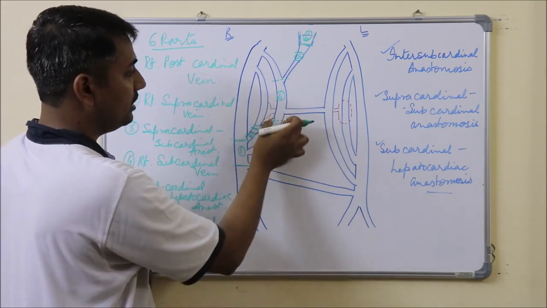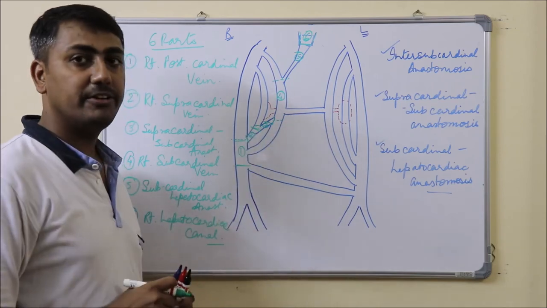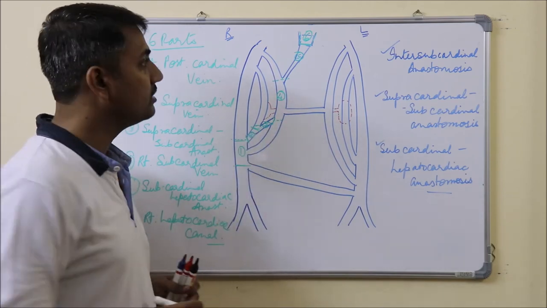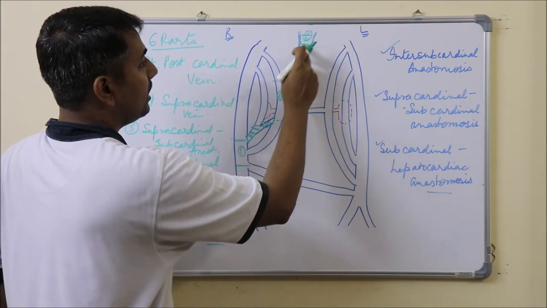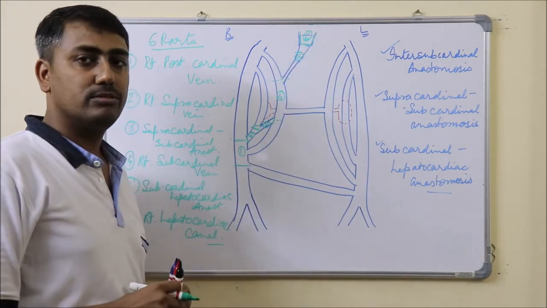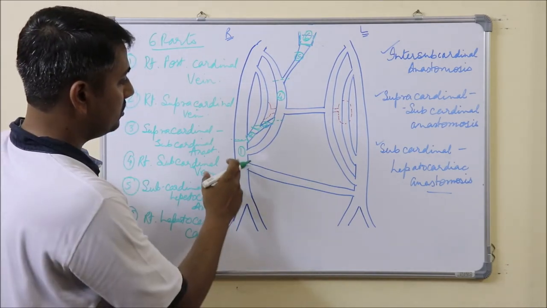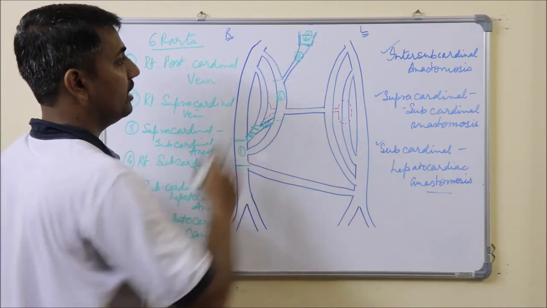This fourth part of the IVC, in which the renal vein drains, is known as the renal segment of the IVC, and the part of the IVC which is formed by the right hepatocardiac channel is known as the hepatic segment of the IVC. So this is the continuation of the IVC.